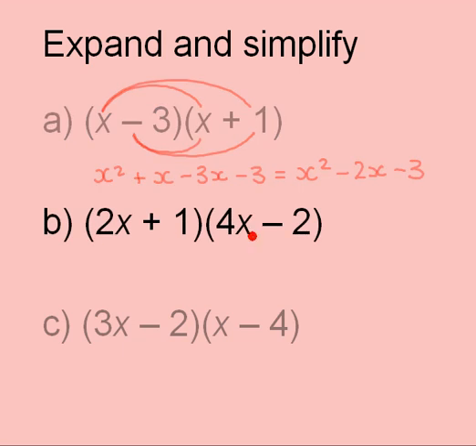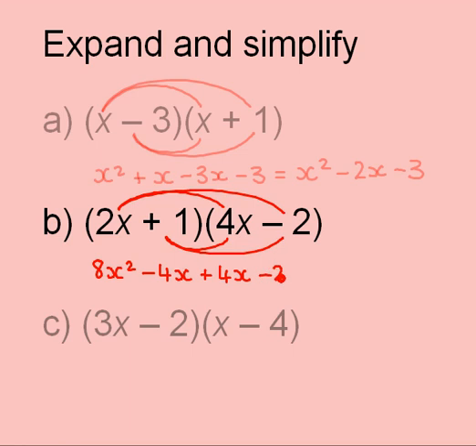To start this one, I'm going to multiply by 2x. So I've got 2x times 4x, that's 8x squared. 2x times minus 2, that's minus 4x. Plus 1 times 4x, that's plus 4x. And plus 1 times minus 2, that's minus 2. Simplifying gives me 8x squared minus 4x plus 4x is nothing, so I've just got the minus 2 on the end.